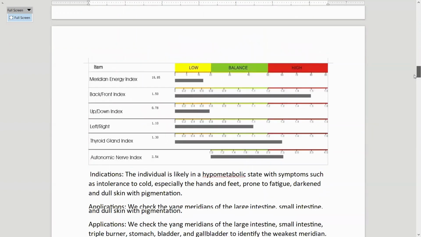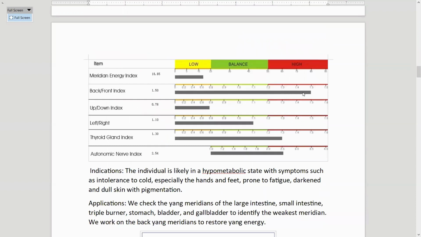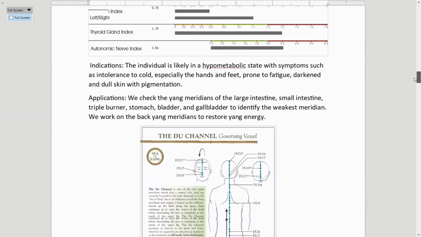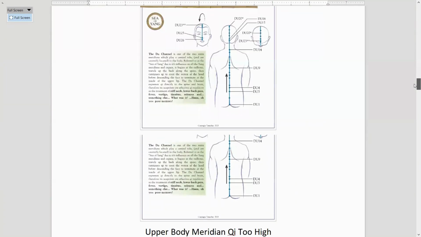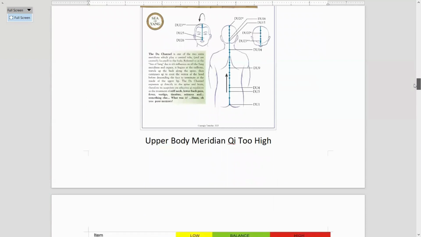And so over here, we can see we're dealing with a yang deficiency. So what we would do is work on the governing vessel or heat it. The governing vessel, we could see, runs right along the spine here.